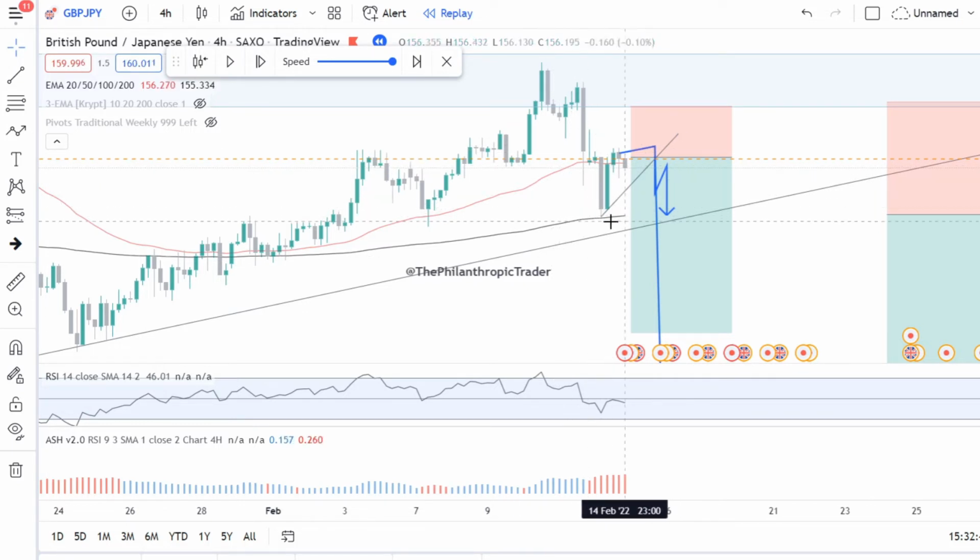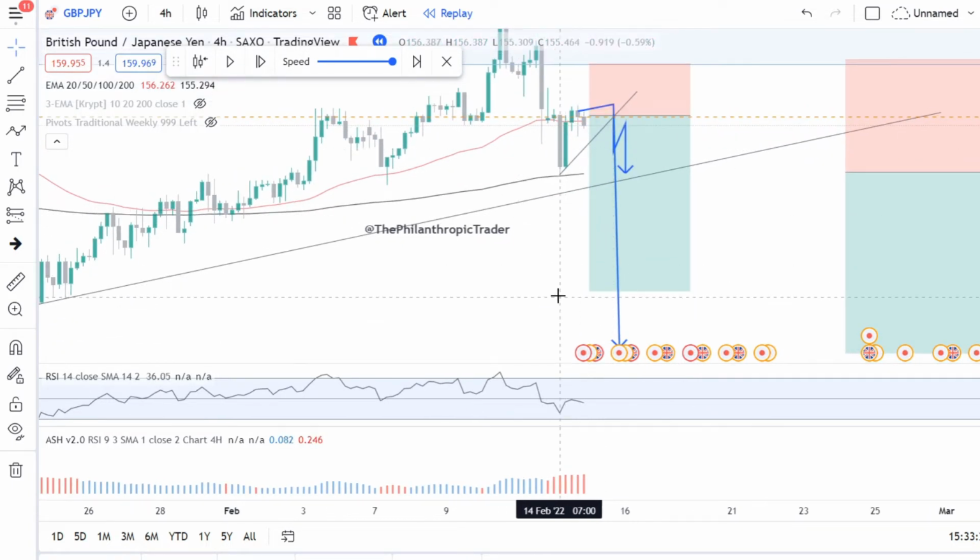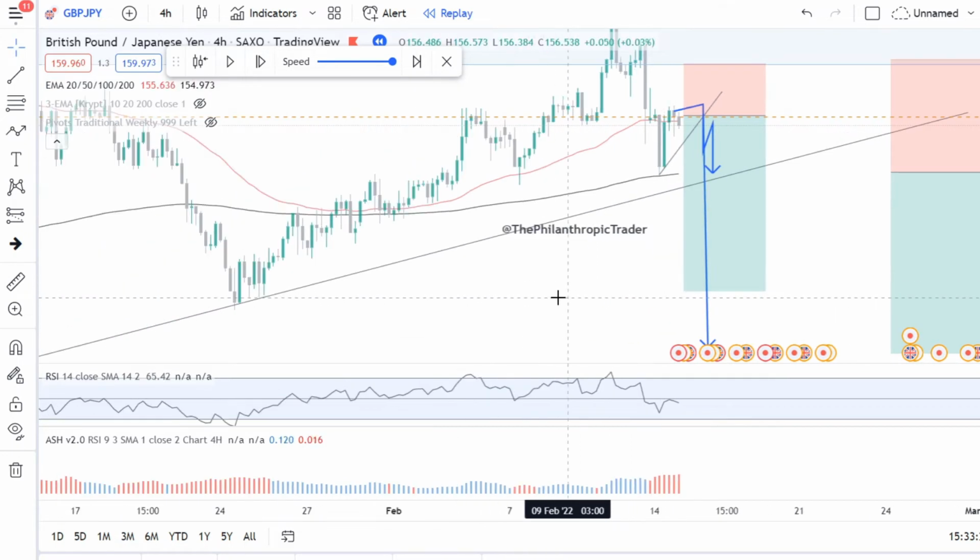As you can see over here, we saw a change of structure. It made a lower low. It broke this support, and then over here I saw some resistance, but it was not really that strong. There were a lot of sellers in the market, and then I decided to take a sell order, and this was exactly what I have drawn.